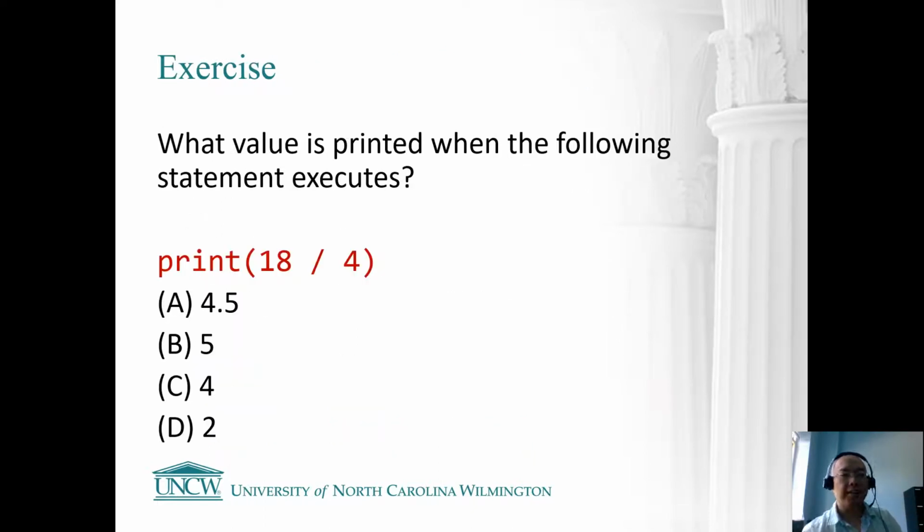And here's an exercise. What is the value if you do 18 divided by 4 and then print the result? I'm going to give you 5 seconds. The answer is A, because an integer divided by another integer will give you a float number, right? So A is the only float number, so it has to be A. So it is 4.5.